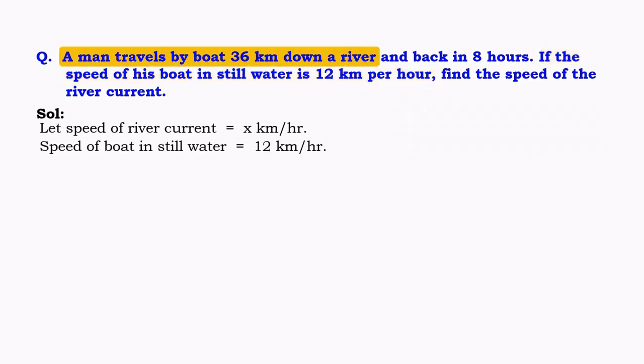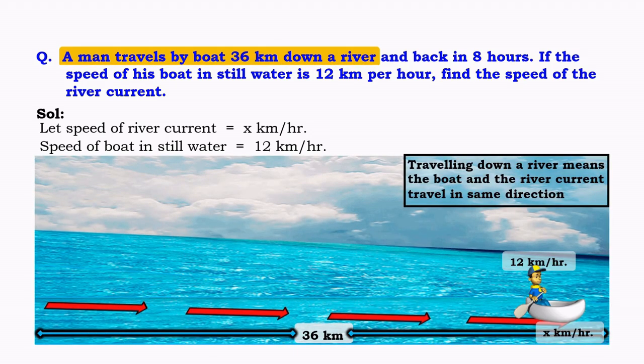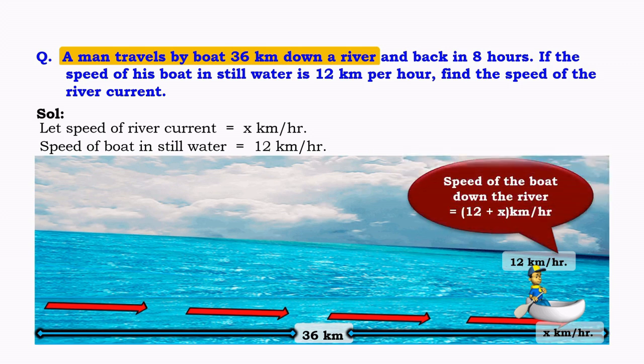When the boat moves downstream, the boat and the river current move in the same direction. So, the speed of the boat increases. Therefore, the speed of the boat downstream is 12 plus x kilometers per hour.